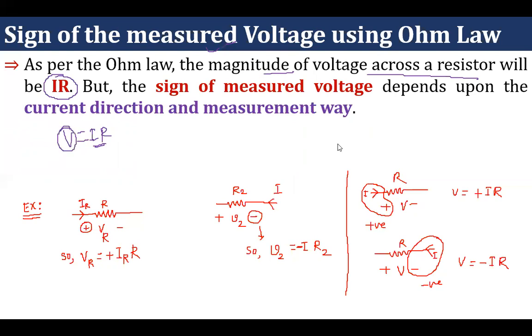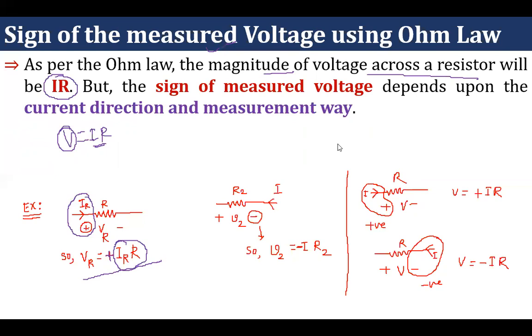It depends on how current is entering the measured polarity of the voltage. If current is entering the plus sign, then measured value will be positive. For example, here this current is entering towards the plus sign, so measured voltage VR will be equal to plus IR into R. Magnitude is what? IR into R. We have to put plus sign over here. Why plus sign? Because this current is entering towards the positive sign of the measurement, and so this voltage will be plus IR.